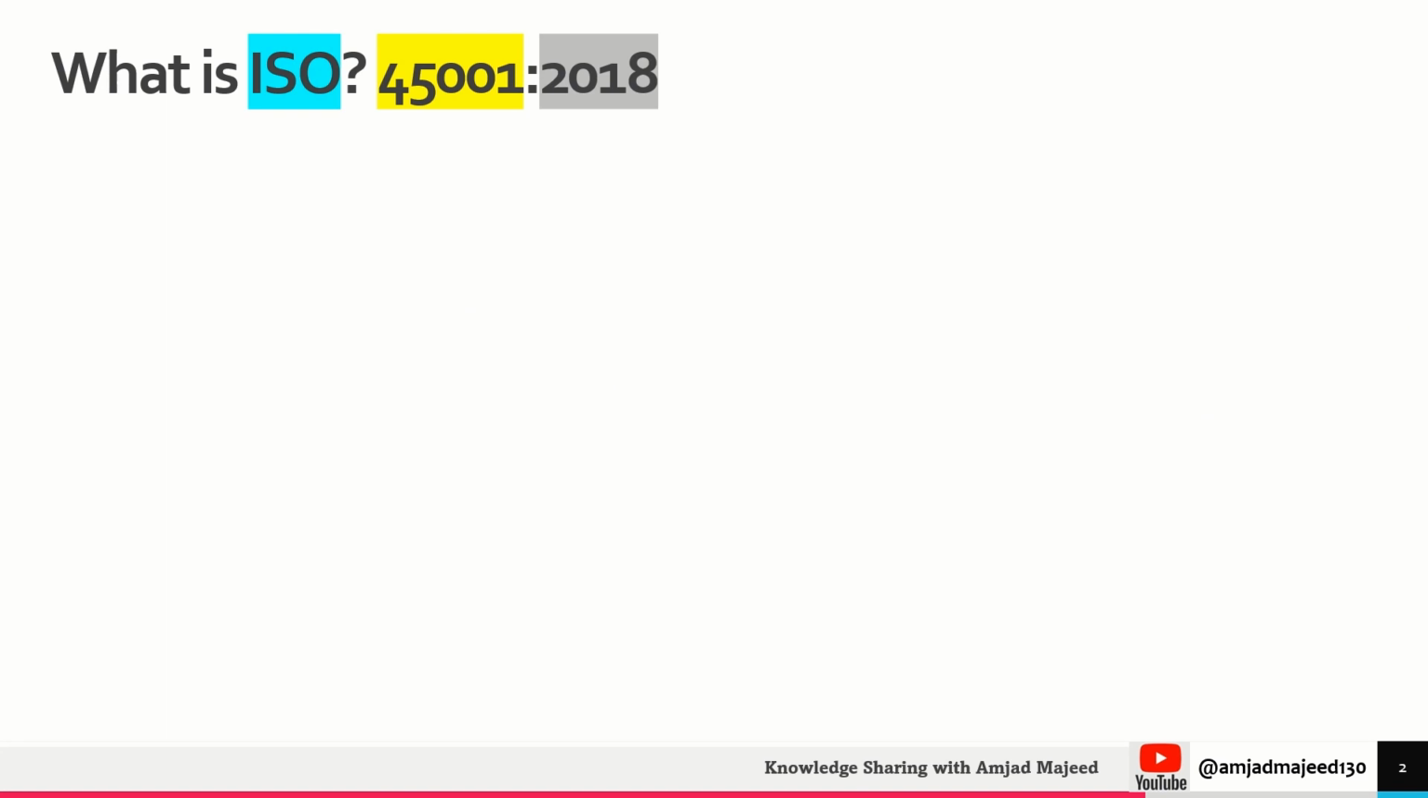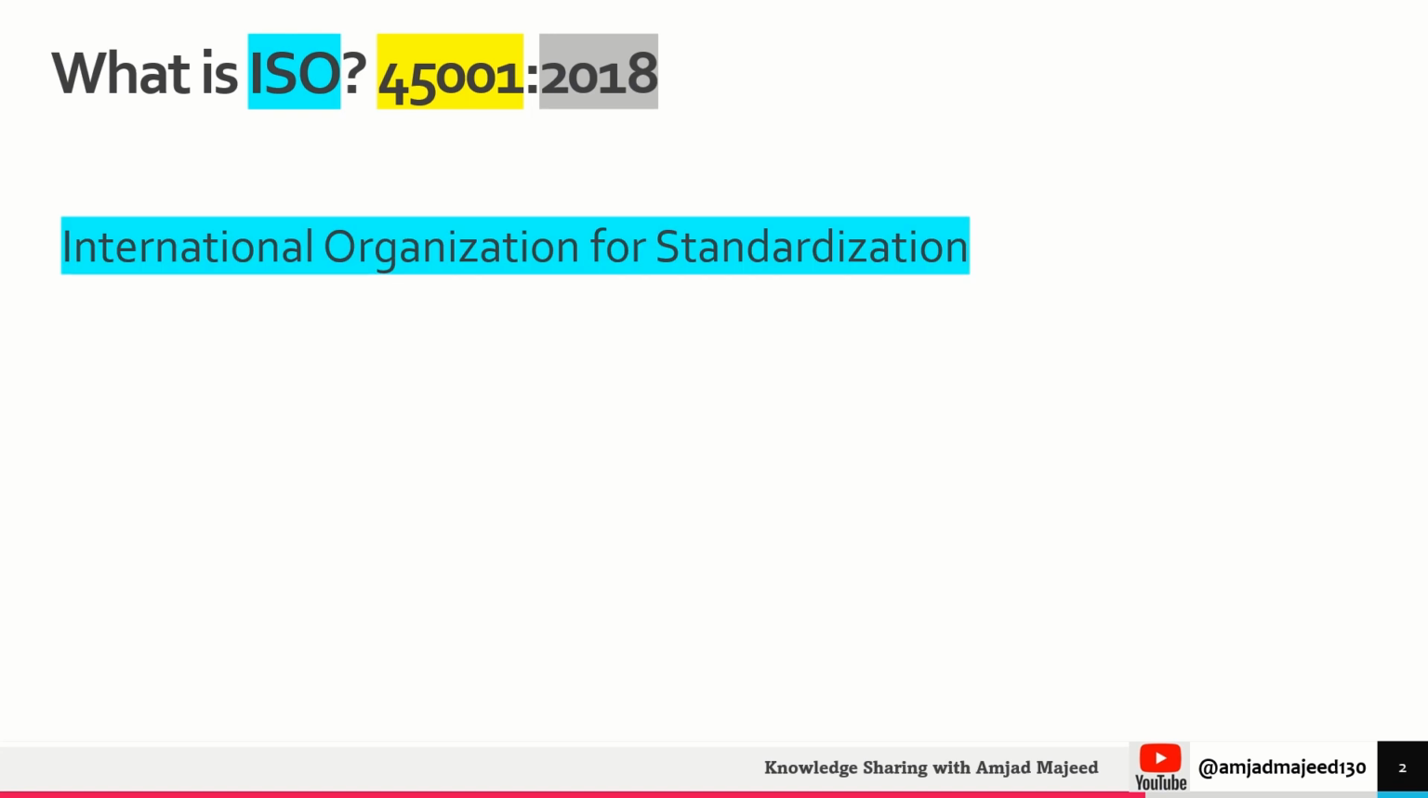Let us first of all understand what exactly ISO stands for, and what 45001 and 2018 mean in it. ISO stands for International Organization for Standardization. This is a common thing; sometimes you ask someone and they'll start with "International Standard Organization". That is not the correct one. The correct one is International Organization for Standardization.